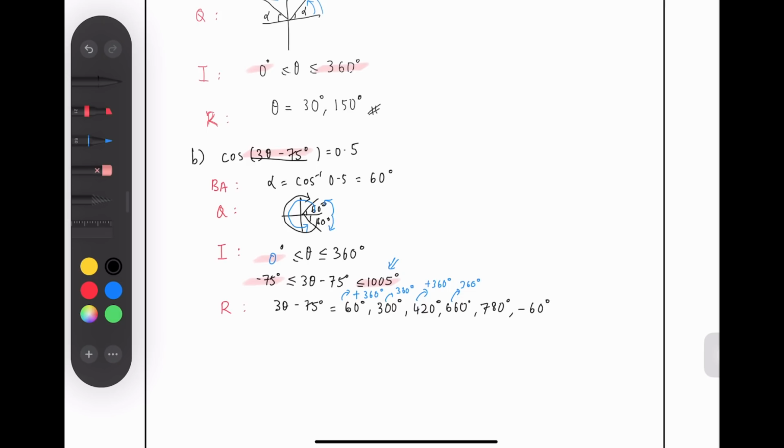So when we add 75 to each one of them and divide by 3, we're going to get the final answer of 5, 45, 125, 165, 245, and 285 degrees.